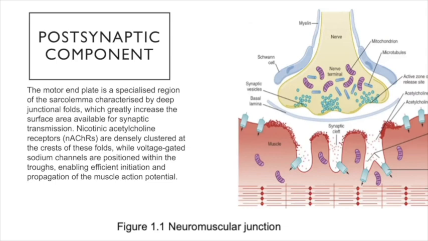This is the motor end plate, a specialized region of the sarcolemma, characterized by deep junctional folds which greatly increase the surface area available for synaptic transmission. Nicotinic acetylcholine receptors are densely clustered at the crests of these folds, while voltage-gated sodium channels are positioned within the troughs. And that enables efficient initiation and propagation of a muscle action potential. And this you can see on this artist's impression.